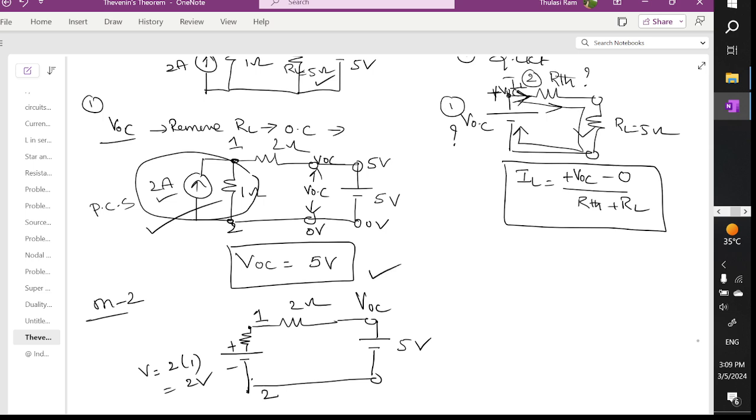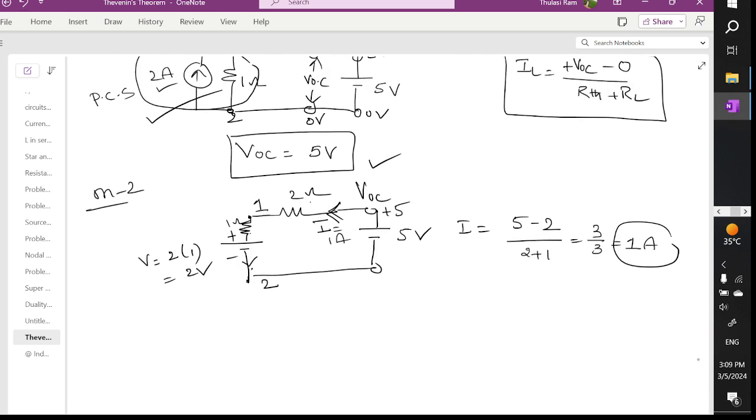If you're not satisfied, sir, you directly told this 5 volts, no, let's try to verify by some other method. So you see here, I'm finding out the current in this branch. The current in this branch is equal to, what is the voltage at this point? 5, current is running from plus 5, going like this and reaching here. This is 5 minus 2 divided by 2 plus 1. This is 1 ohm, this is 2 ohm, so this is nothing but 3 by 3, where the current is 1 ampere flowing. So what is the amount of current flowing? 1 ampere.